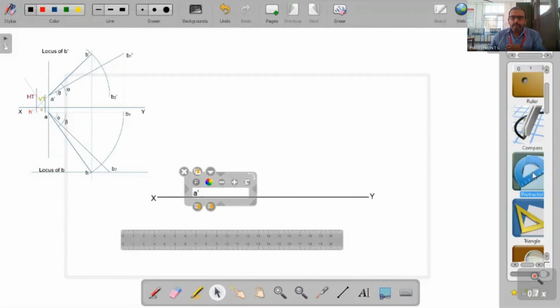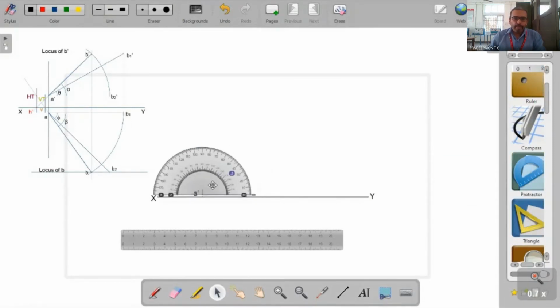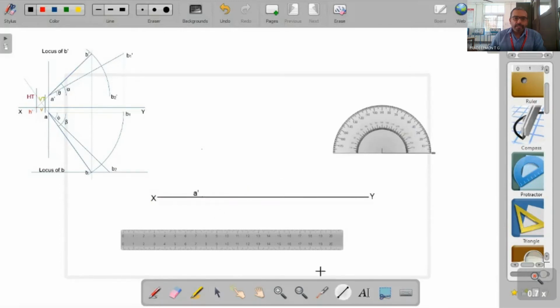And now from A dash, we have to draw a perpendicular line. This perpendicular line is to mark point A. So we mark 90 degrees here, and then join a straight line. In order to draw the straight line, you use the scale. I'm just drawing it like this. Okay, the straight line is drawn.